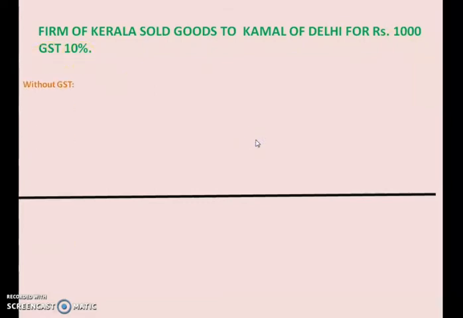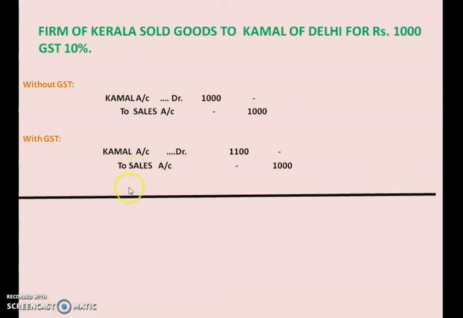So without GST, what is the normal journal entry for sales? You know that Kamal account will be debited to sales account. Okay, we sold goods to Kamal, so Kamal will be debited to sales account. Now with GST, what is the journal entry? Kamal as usual will be debited. Then sales will be credited. Output IGST will be there.